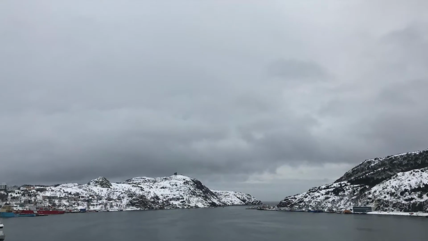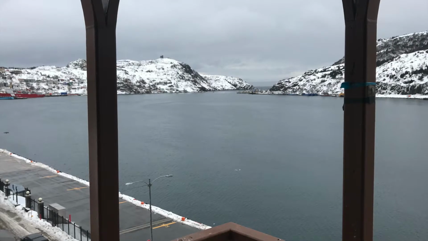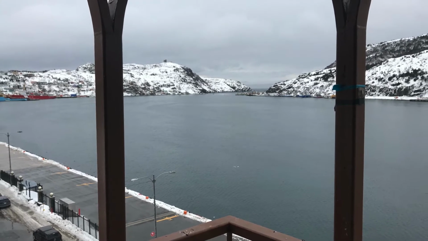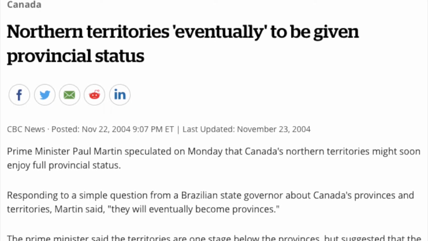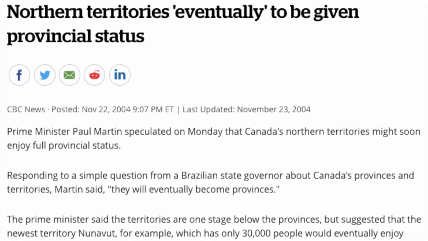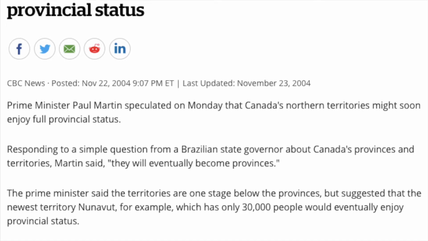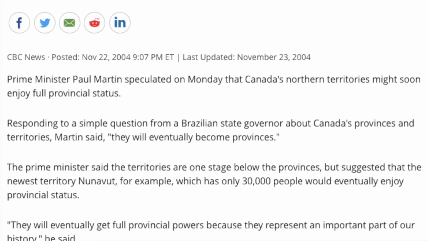Now, a question that many people might be asking is, will this ever change? Will the territories become provinces and gain the power that the other 10 already have? This is a very loaded question that some probably have opposing views on. Former Prime Minister of Canada, Paul Martin, once expressed his opinion on the matter, saying that he believed all 3 territories should eventually gain provincial status. Martin said, quote, "They will eventually get full provincial powers because they represent an important part of history." And while Martin did not put a timetable on this, he said it will only happen when the provinces and territories are ready for this to happen.